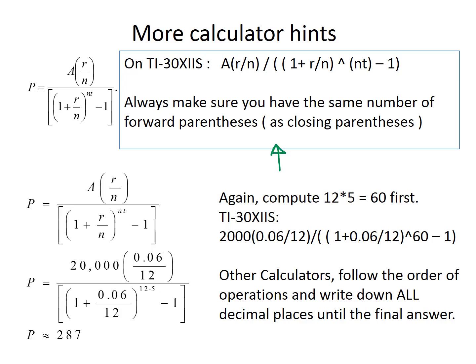This is just some more calculator hints about this particular formula, the P equals formula. All right, you don't need these set of parentheses here if you do the NT first. All right, and I put in there exactly what I wrote down on the previous page. All right, all the other ones you have to follow the order of operations and keep all decimal places when you're writing it down.